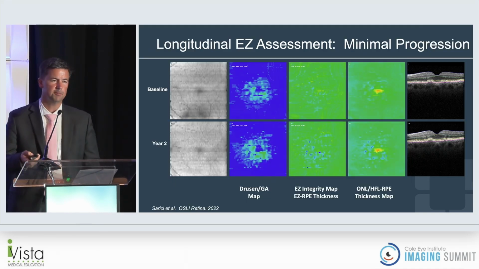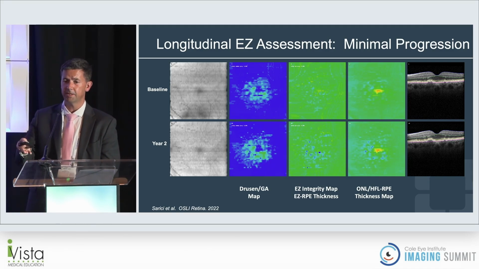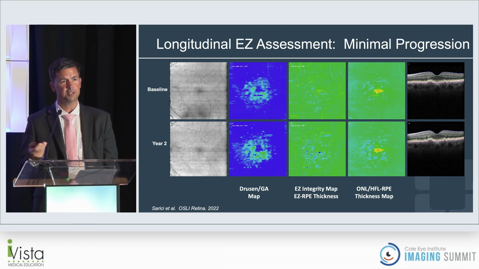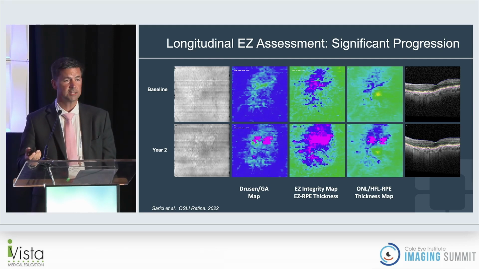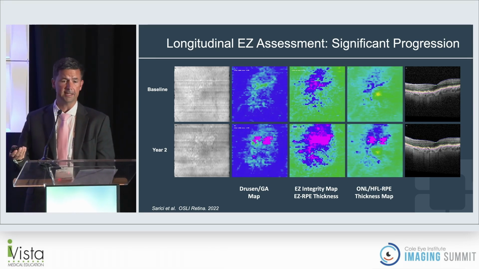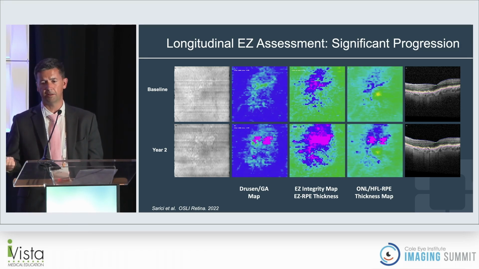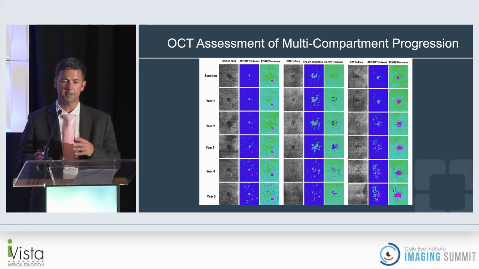These are some examples here of intermediate AMD. We see the drusen maps in the second column, and the ellipsoid zone integrity map totally green, with no changes in the ellipsoid zone and minimal changes over 2 years. Conversely, in that third column, we see ellipsoid zone loss at baseline that dramatically increases, associated with GA development over time, and often this will be linked with overall increased symptoms as well.